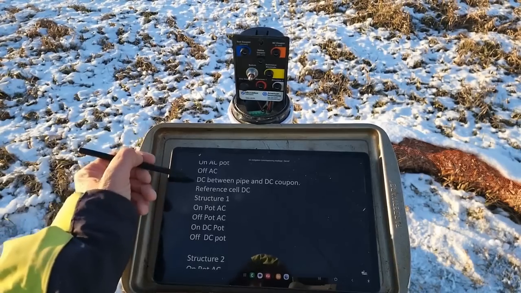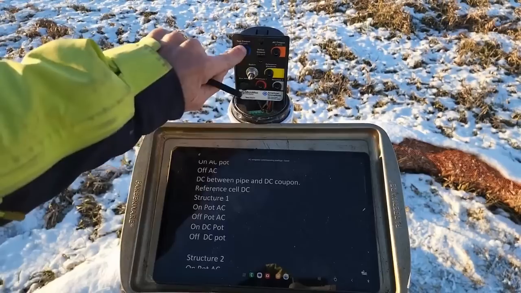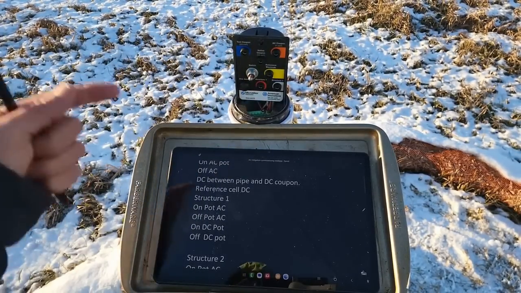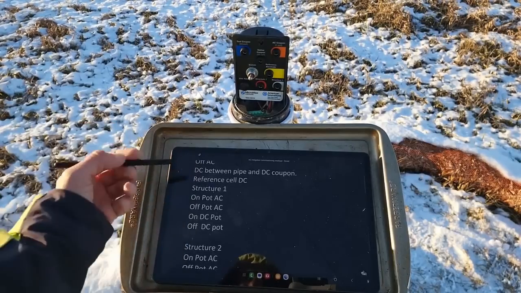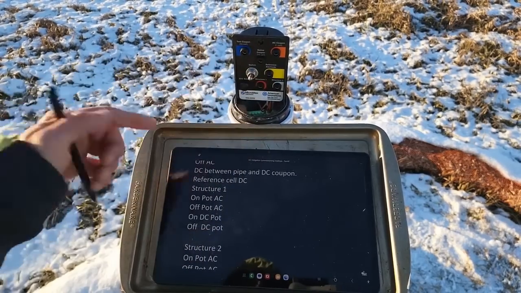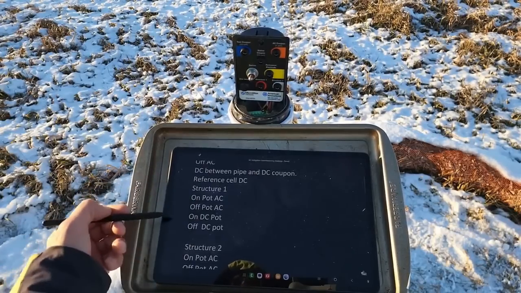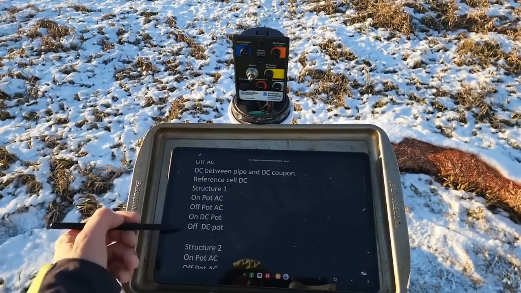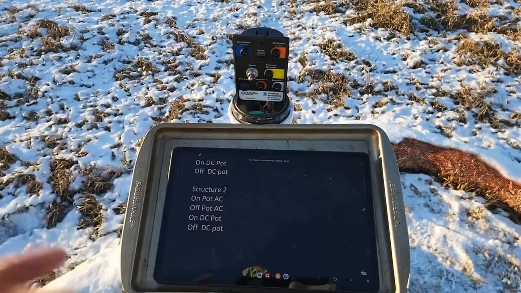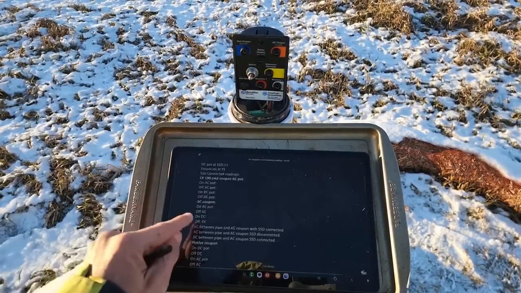Next, you're going to measure the 600 voltage between the pipe and the coupon. That's the voltage being measured there. And of course, after that come all the other readings, but with the reference cell in the structure, you're going to measure the on potential in AC, the off potential in AC, the on potential at 600, and then the off potential at 600. After that, you'll measure it on structure number 2, following the same protocol.